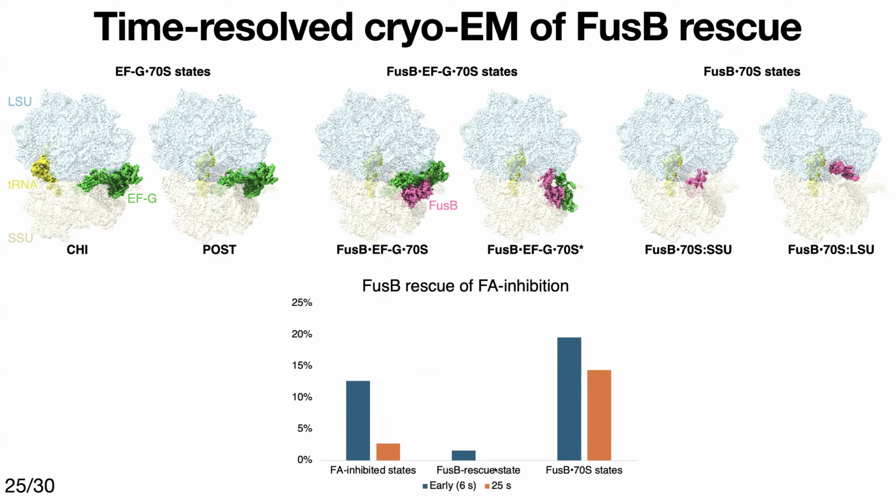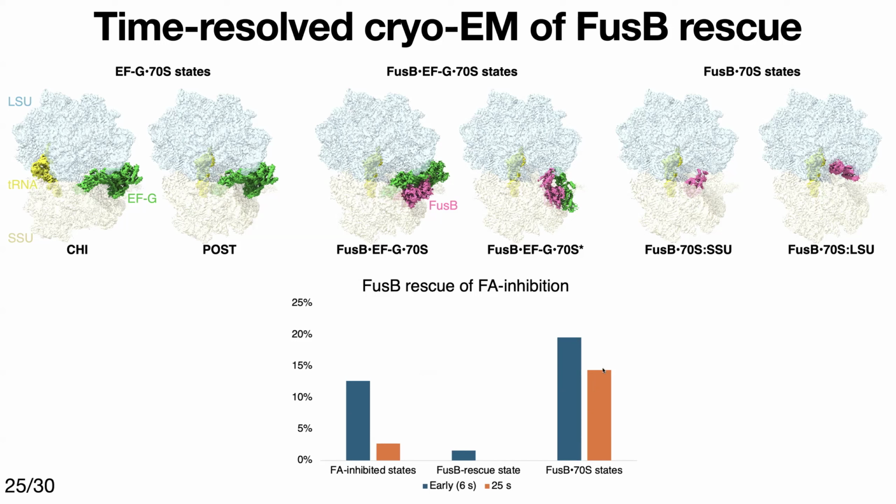And this is because FusB is rescuing EFG, and then it doesn't get locked again now that it's bound to FusB. The rescue state that I showed before was a small population and only detected in this early time point. And the FusB only bound states are quite populated at both time points, but they decrease slightly.